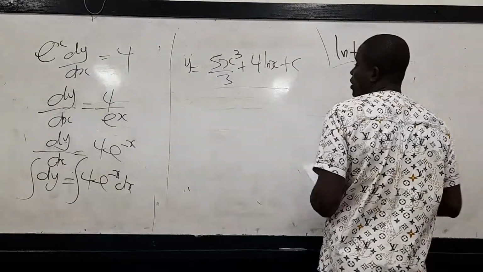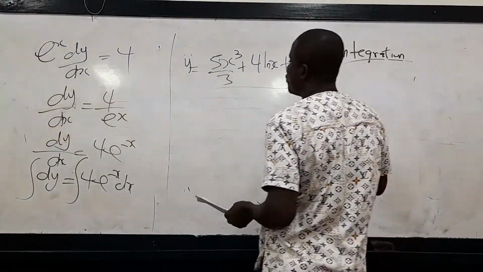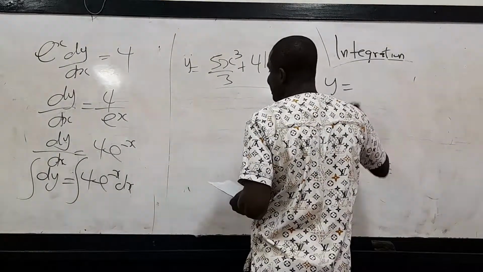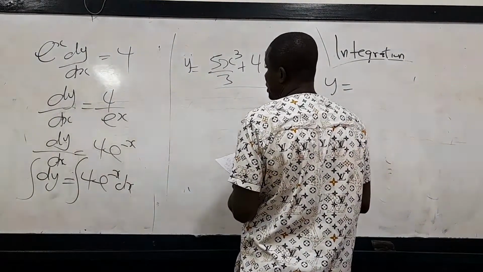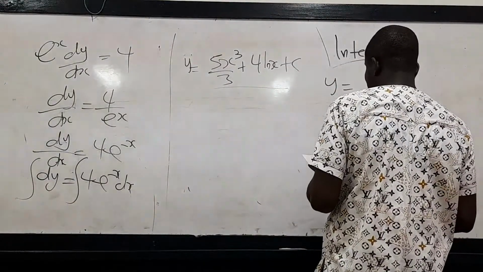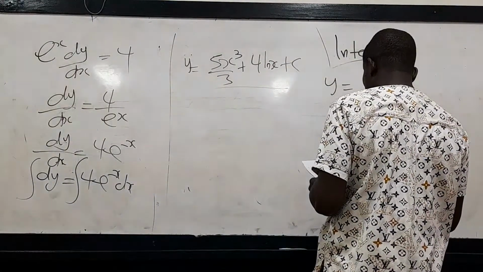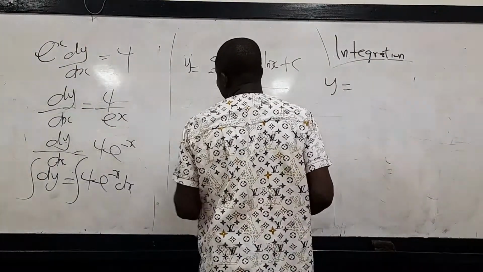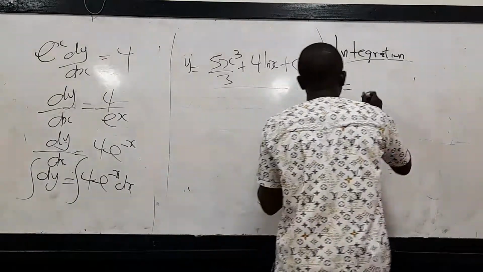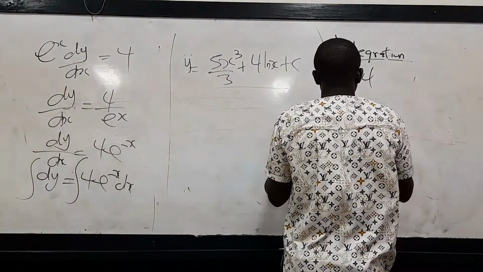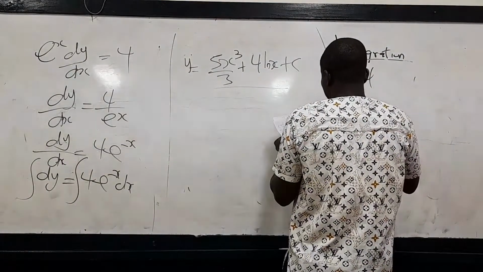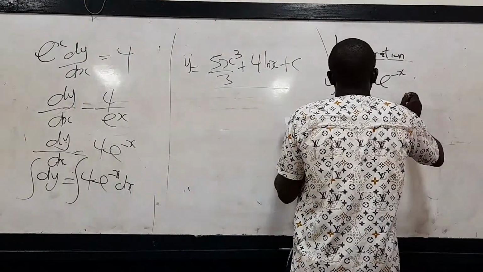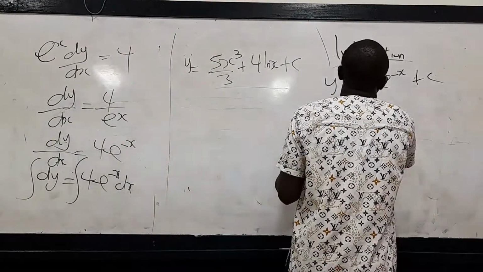We are integrating, okay? So we have y is equal to... what? I think over here something needs to be done. What is supposed to be done is that the e negative, this one becomes negative, so we are going to have 4, that's negative 4. What? e negative x plus c. That is your result.